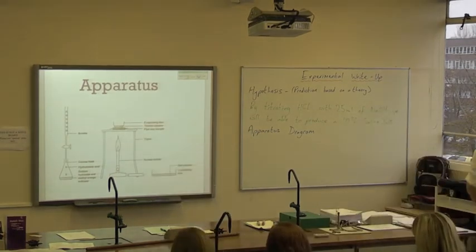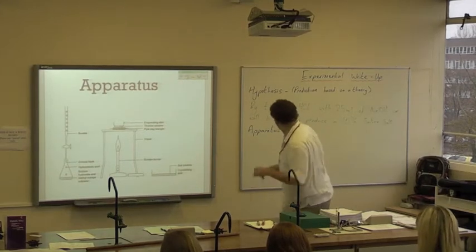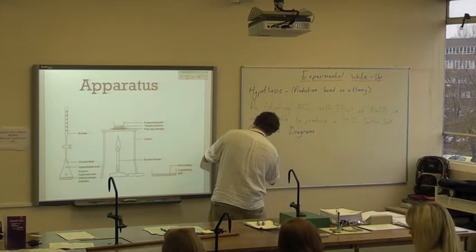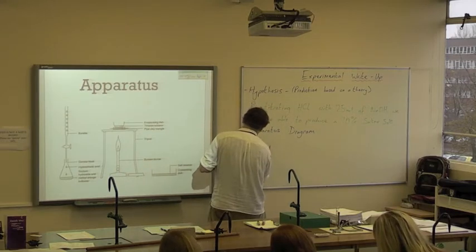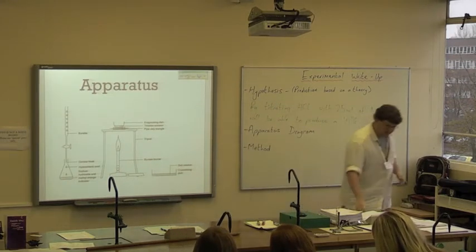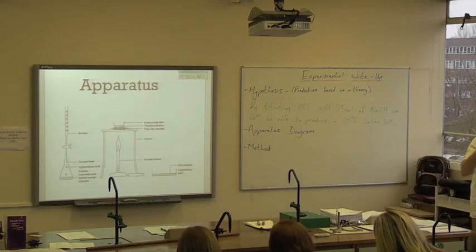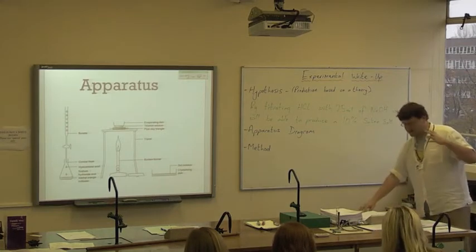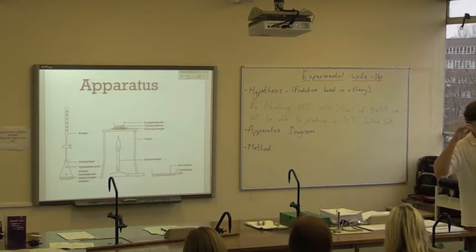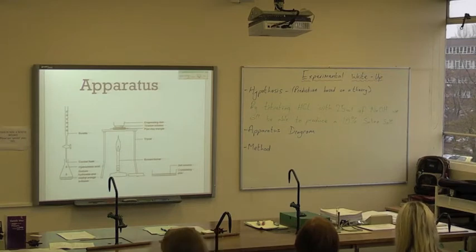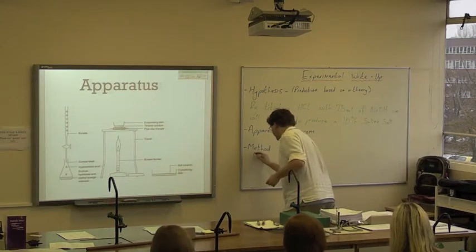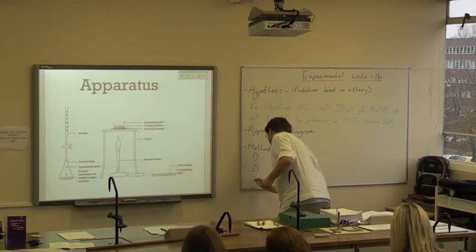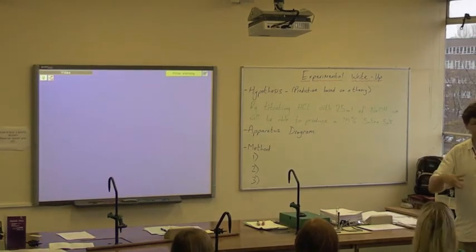Next section, method. Now then, I have seen a couple of methods which are just a paragraph of text. Methods do need to be numbered, 1, 2, 3, 4, because they're steps. Again, if somebody wanted to repeat your experiment, they need a step-by-step guide of what they need to do. So do put your method with numbers. Don't use the first person.